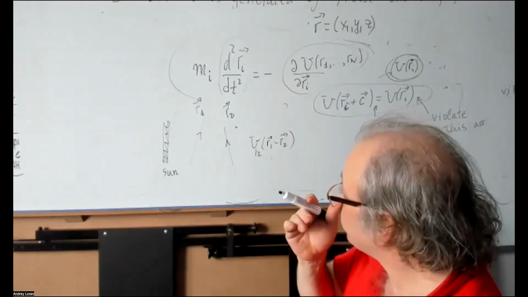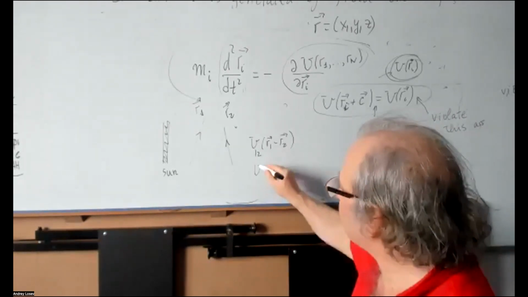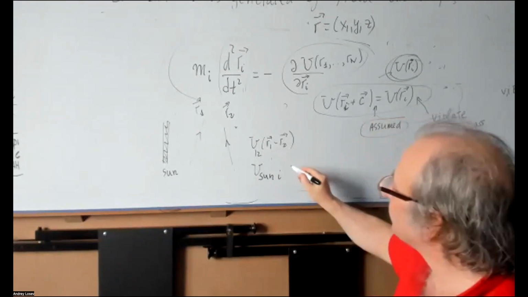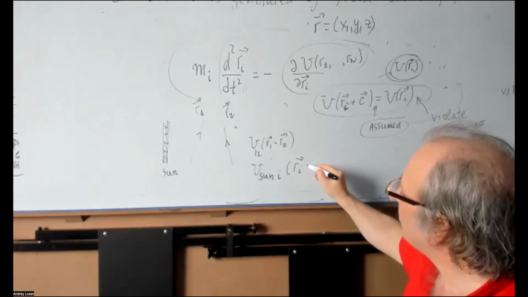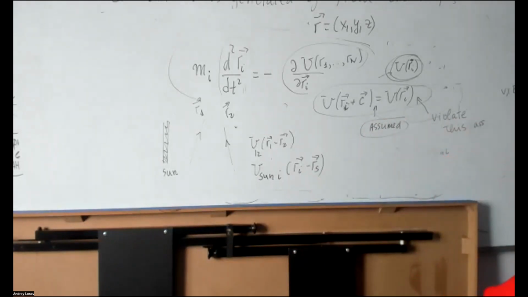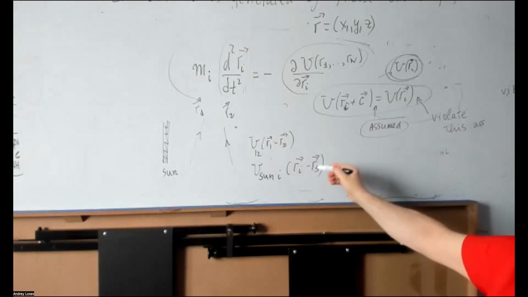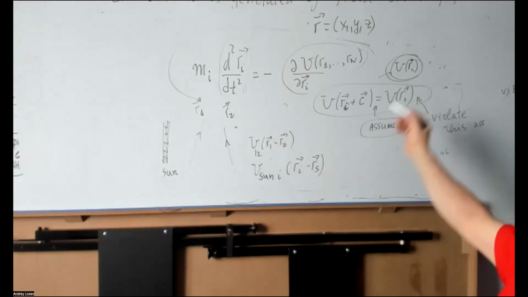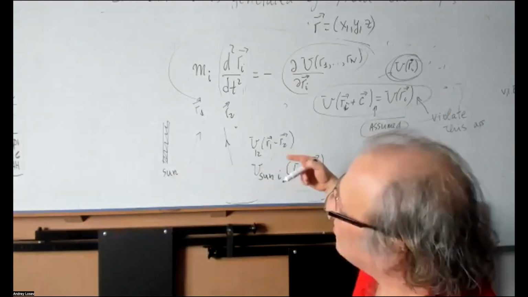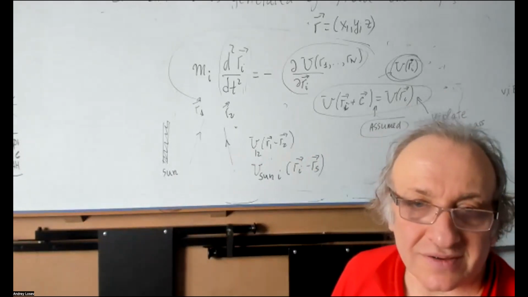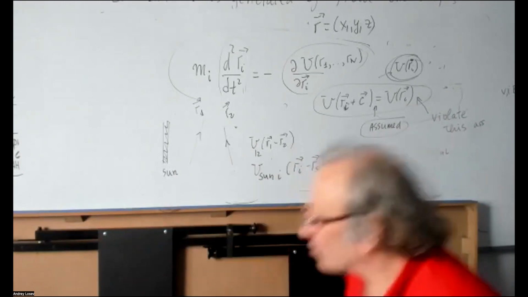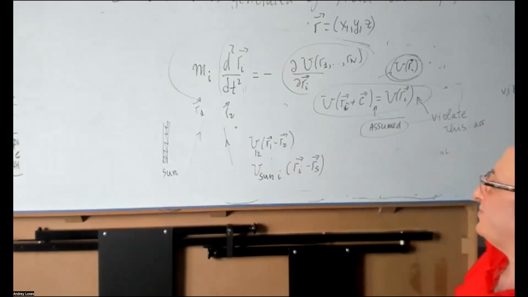However, there was also a sun interaction. That was Ri minus R sun. I may consider this as the potential that you are asking about, because the position of the sun violates shift invariance. So one may also consider this.